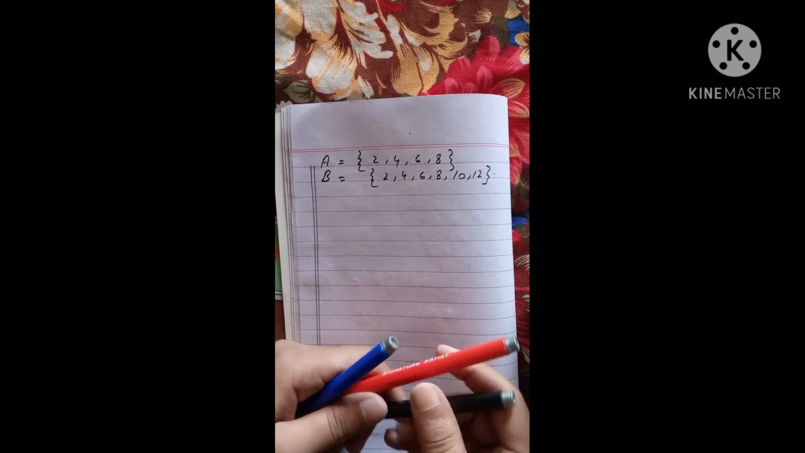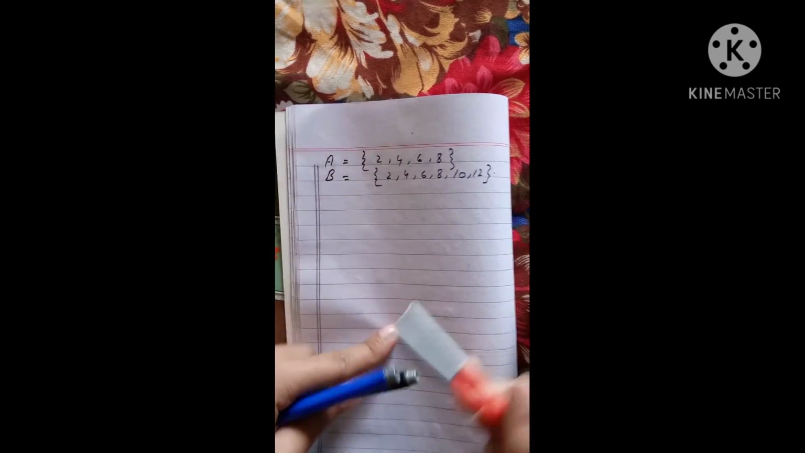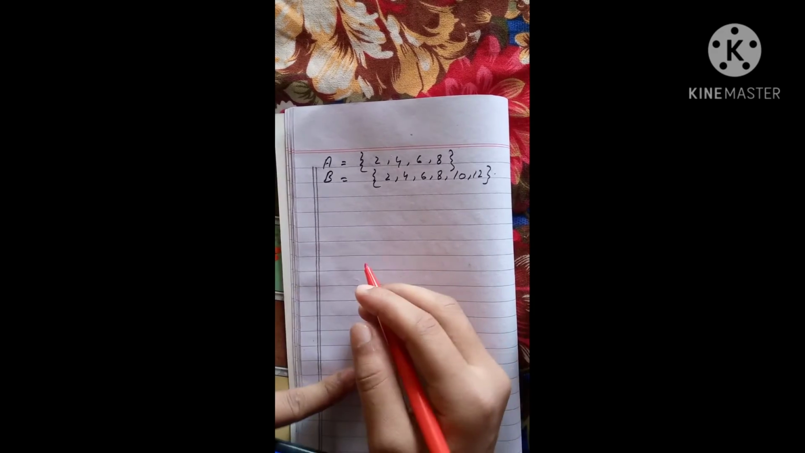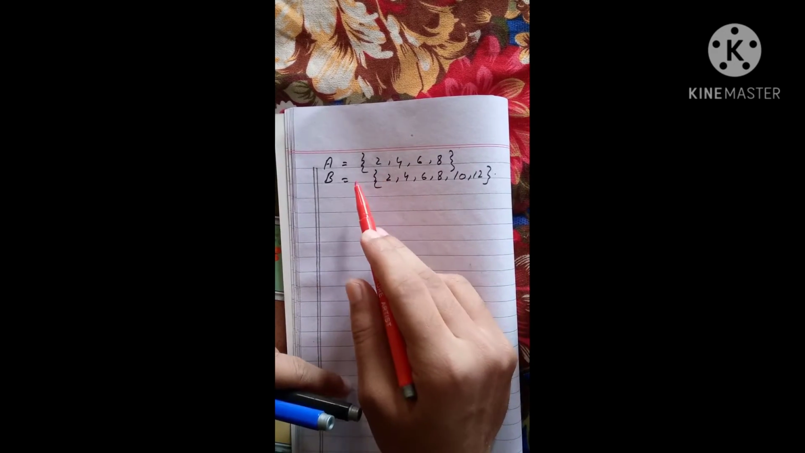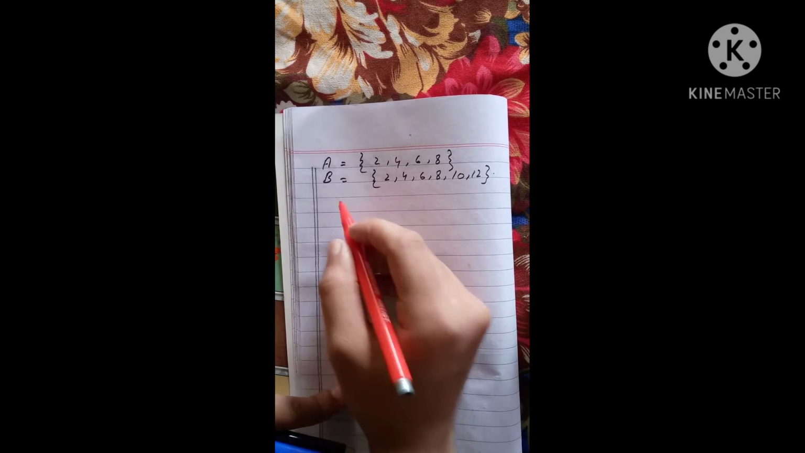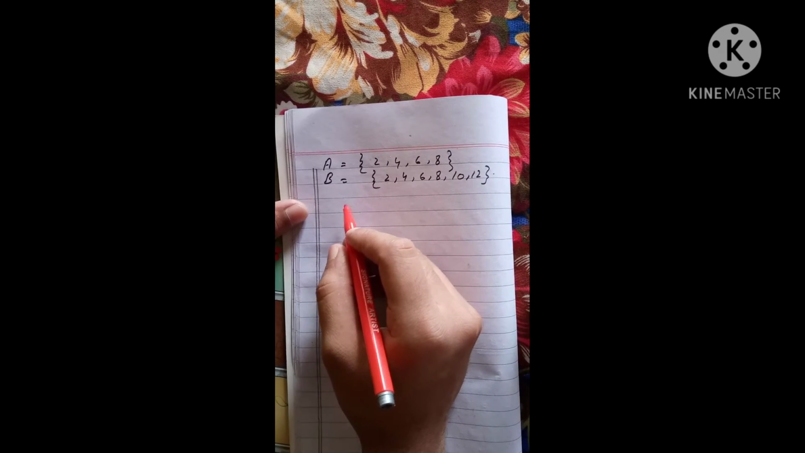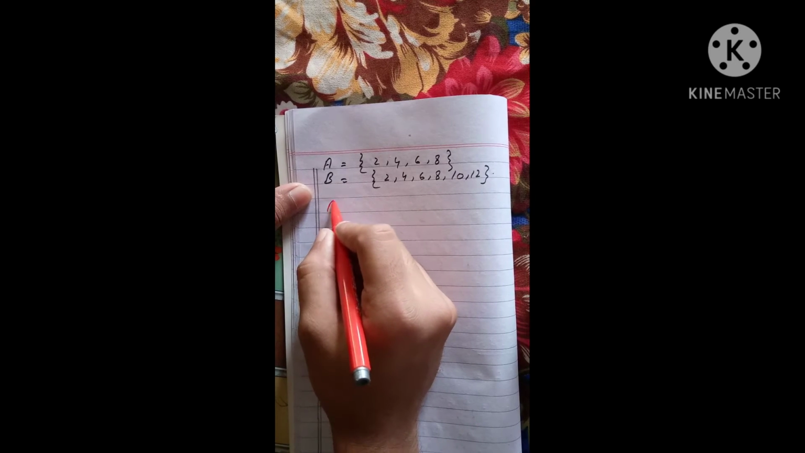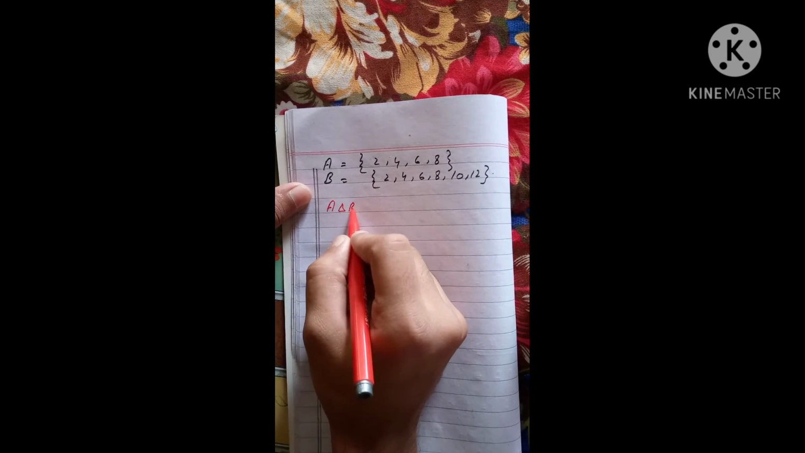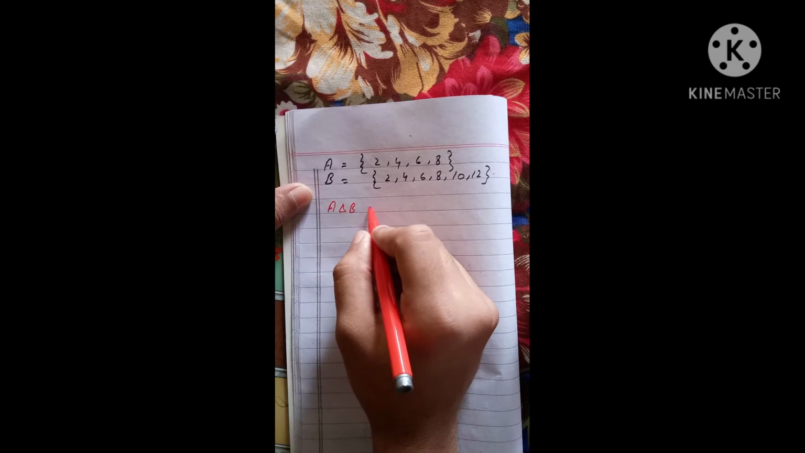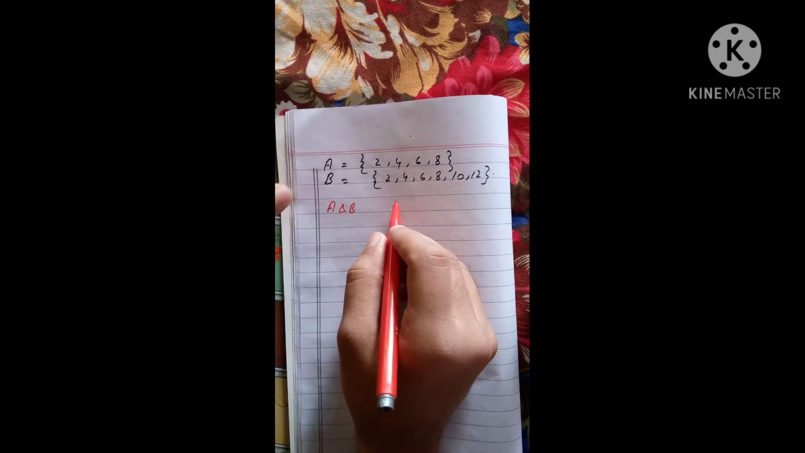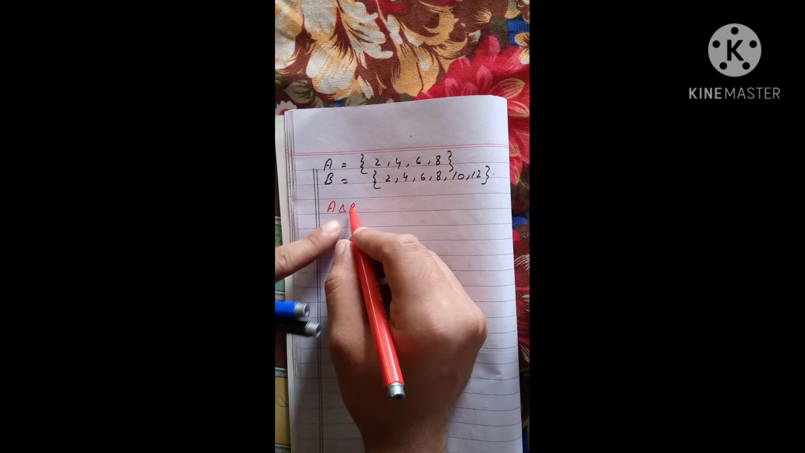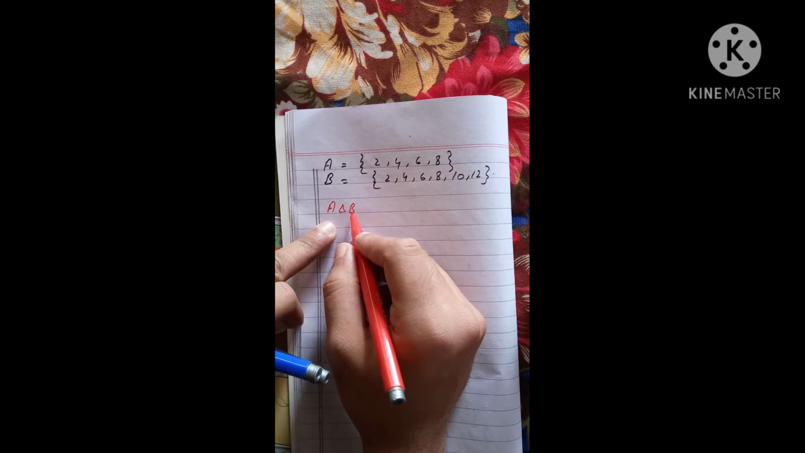Now we take another example for the difference. What is the difference and how can we find a difference? If we have two sets A and B and we have to find the difference of two sets, first we have to write the question that we have to solve. I am going to find A delta B.